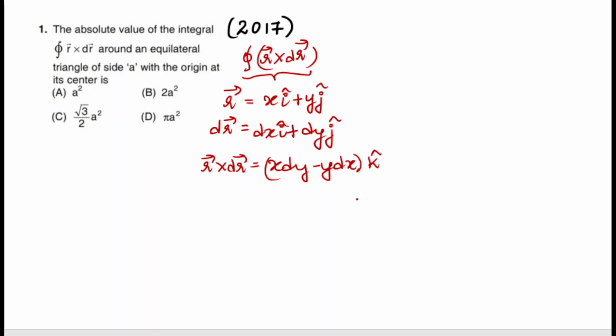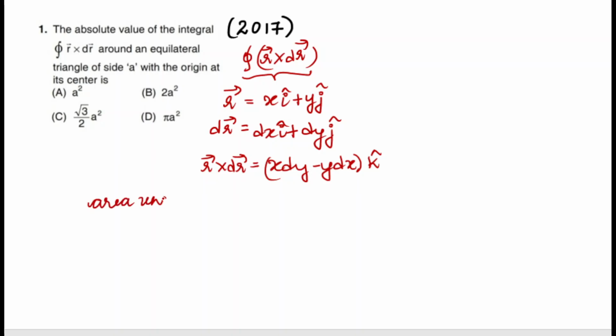This is what we get. Now we want the closed integral of r vector cross dr vector around an equilateral triangle of side A with origin at its center. Okay. Now we have the formula, the area under any curve.